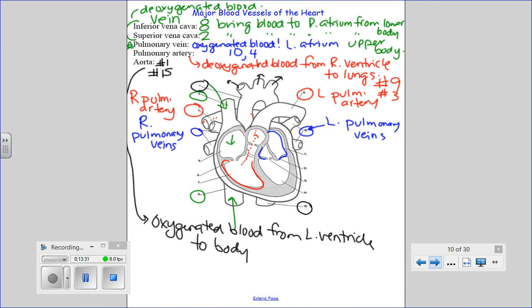And your aorta will eventually branch into lots of other arteries. So if you remember the other day I showed you the names of a bunch of arteries, your femoral artery, your iliac artery, they all branch off of your aorta. The aorta is the main one that is supplying all of those other blood vessels.